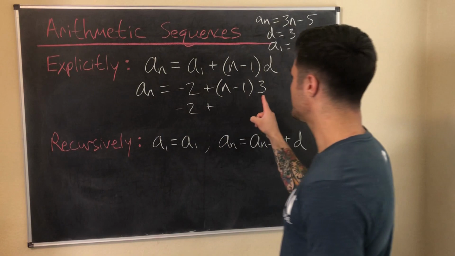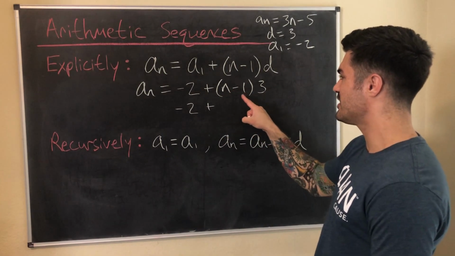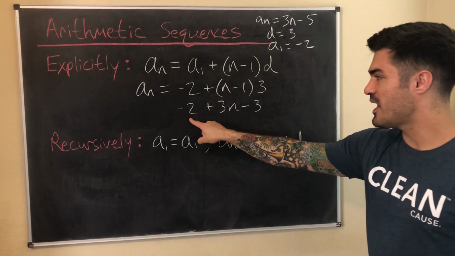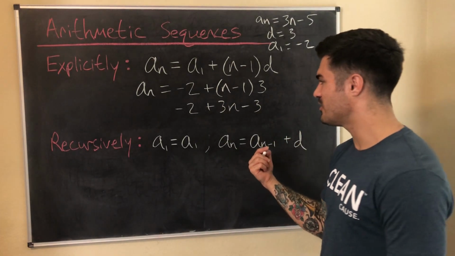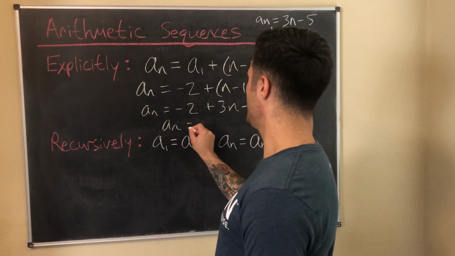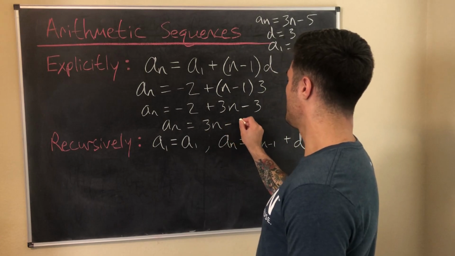Minus 2 plus this 3 goes to n and to negative 1. So 3n minus 3. And these minus 2 and minus 3, those combined, they are like terms. So what I end up with is an equals 3n minus 5.